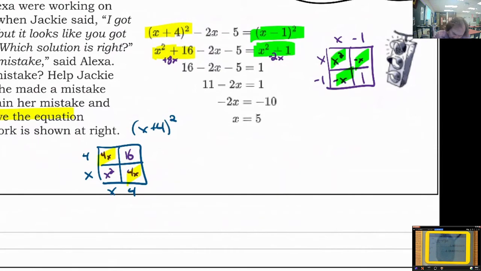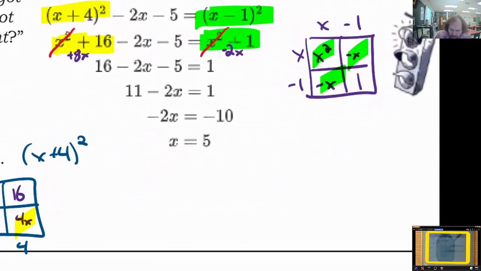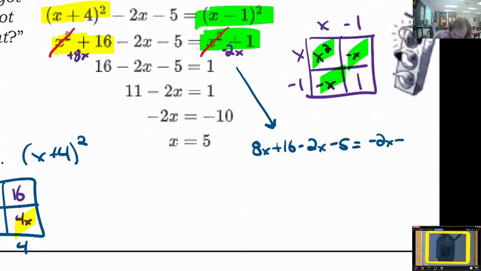So let's think about this. As far as solving the actual equation, I do want to cancel out the x squareds because they are on both sides and we won't need to worry about them. But what we'll have down here, we'll have 8x plus 16 minus 2x equals, minus 5. Forgot about the minus 5. Equals negative 2x plus 1.